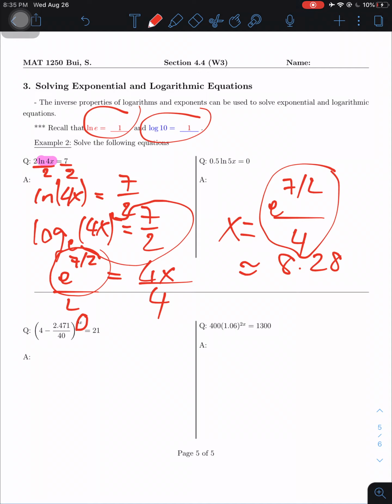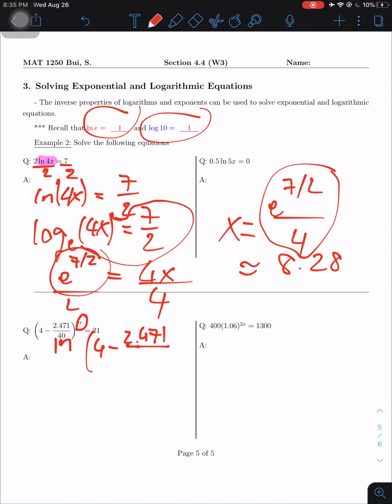So there's a way to do this. How can we do this? We're going to take the ln of both sides. So first step, we're going to do ln of 4 minus 2.471 over 40, to the power of 9x, equals ln of 21.